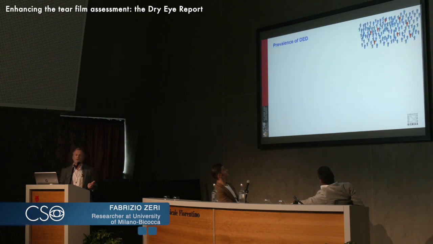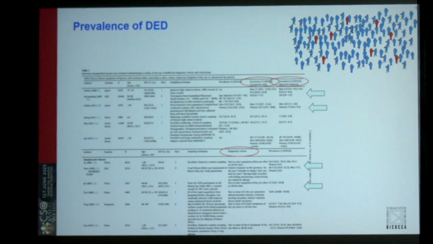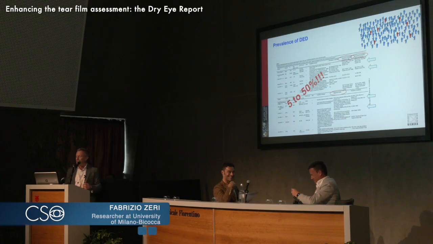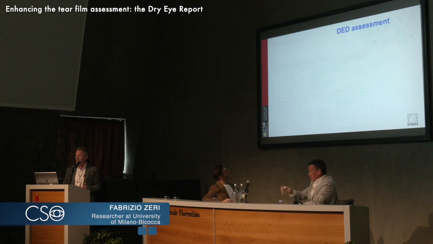What's the prevalence of dry eye disease? I think it's very difficult to say. TFOS went in depth on this kind of question, and unfortunately, there is no precise answer, because it depends on the definition of dry eye disease, the population you are studying, and so on. So basically, the prevalence can be somewhere in a very broad range, between 5 and 50 percent. And so the prevalence could be very high.